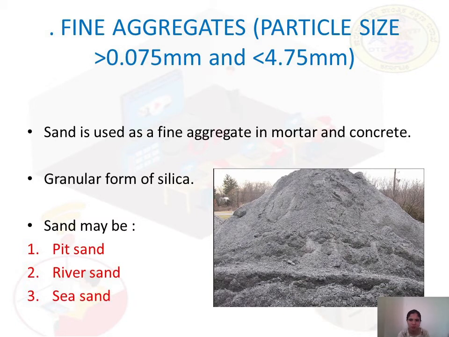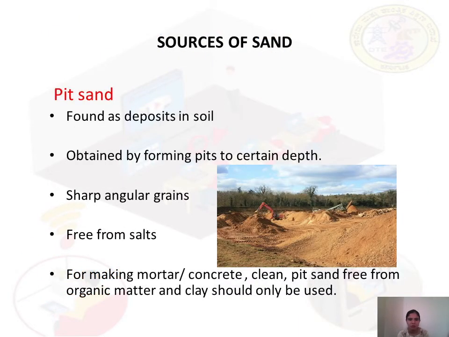What is natural sand? Natural sand is a granular form of silica. These are all the grains of silica. This sand may be obtained from pits or from rivers or from the sea. Based on the sources of sand, it may be pit sand, river sand, or sea sand. Okay, pit sand. If the sand is obtained from pits, as you can see here. Okay, these are all the sources of sand.